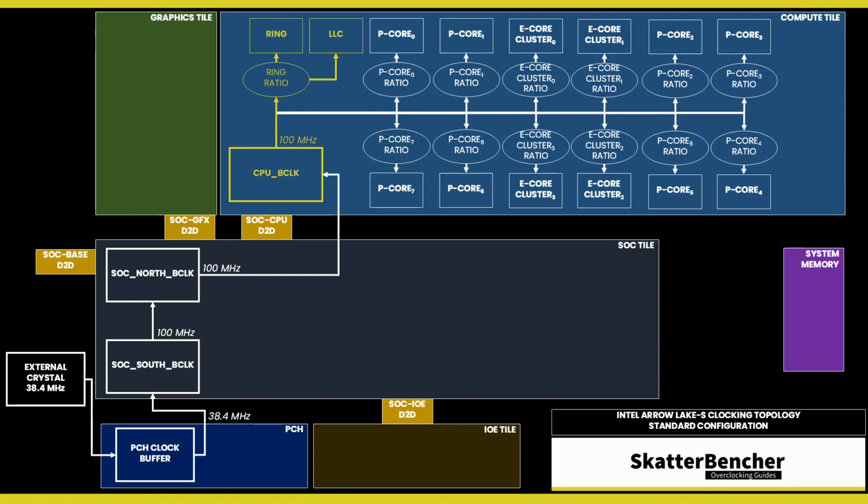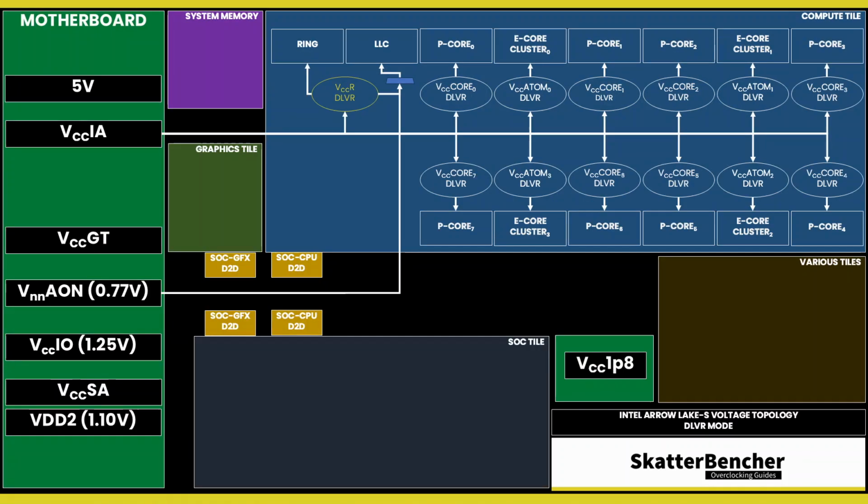The reference clock is multiplied by the ring ratio to achieve the final clock frequency. The default ratio is 38x, which yields a 3.8 GHz operating frequency. As we covered before, the voltage regulation of the ring is more complex than previous generations of Intel Core processors due to the introduction of the DLVR.